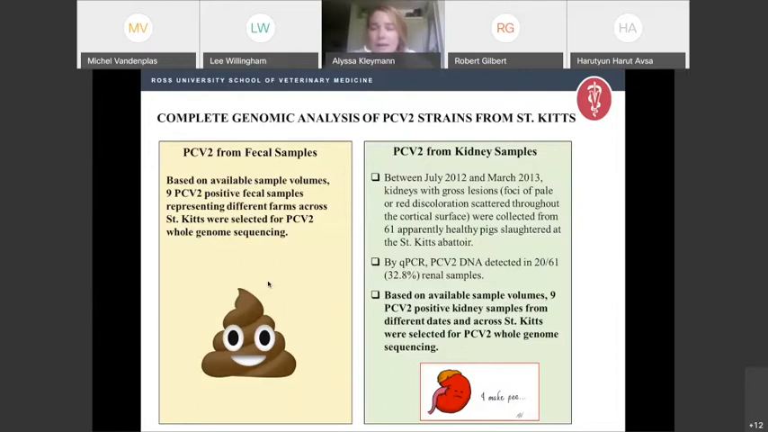So again, before my time here on the project, between July 2012 and March 2013, kidneys with gross lesions, where there were foci of pale and red discoloration throughout the cortical surface, were collected from 61 apparently healthy pigs that were slaughtered at the St. Kitts abattoir. And again, by qPCR, PCV2 DNA was detected in 20 out of 61 renal samples. So similarly to the fecal samples, based on available renal sample volumes, 9 PCV2 positive kidneys were chosen to be submitted for whole genome sequencing.